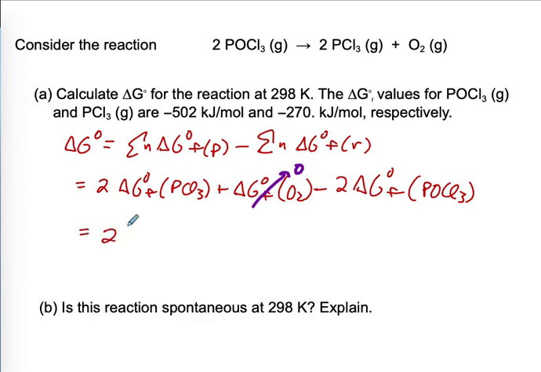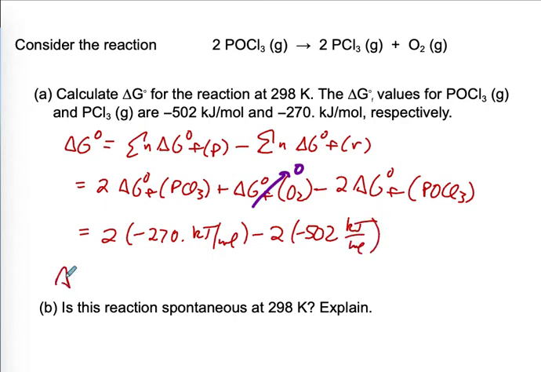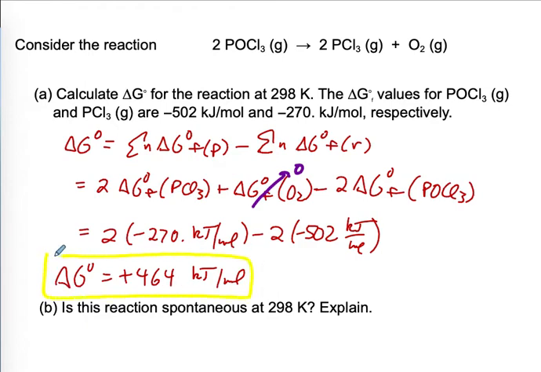This gives me 2 times negative 270 kilojoules per mole minus 2 times negative 502 kilojoules per mole, or delta G naught equals plus 464 kilojoules per mole. This is the standard free energy change for this process. So the question is, is this process spontaneous at 298 Kelvin?